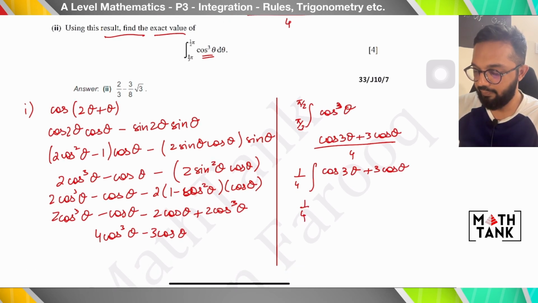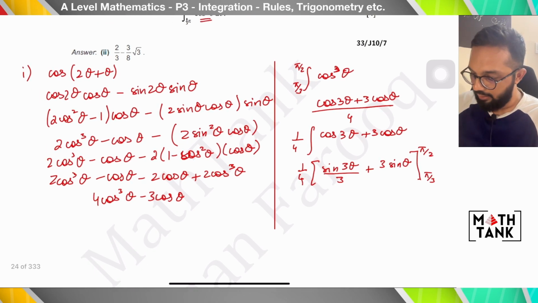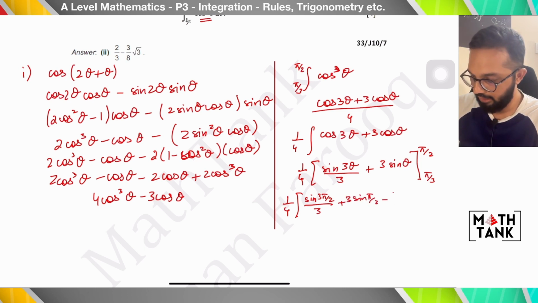So I have 1 over 4 sine 3 theta over 3 plus 3 sine theta. And the limits are pi over 3 and pi over 2. So inserting the limits, sine 3 pi over 2 over 3 plus 3 sine pi over 2 minus sine 3 pi over 3 over 3 plus 3 sine pi over 3.